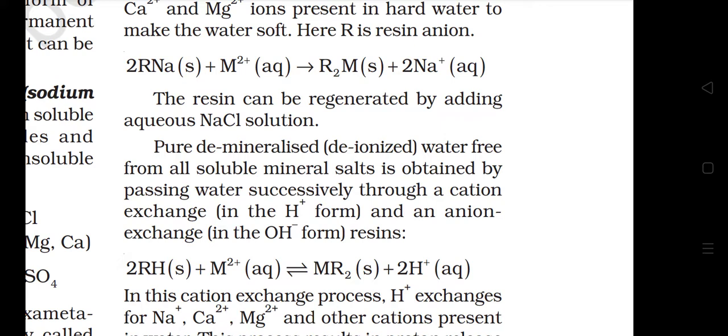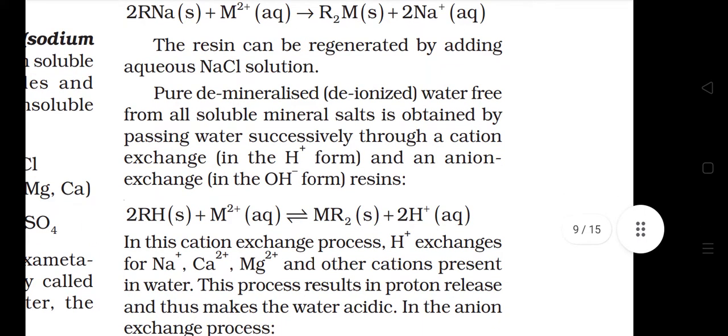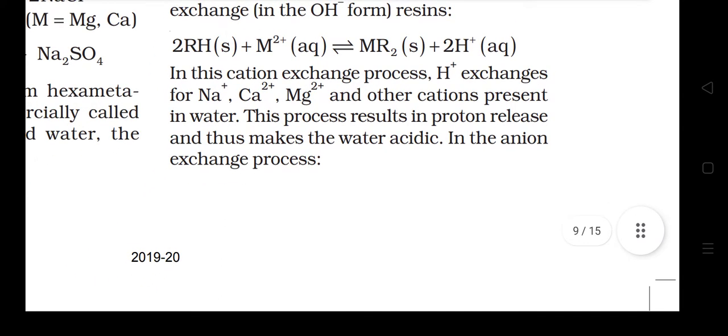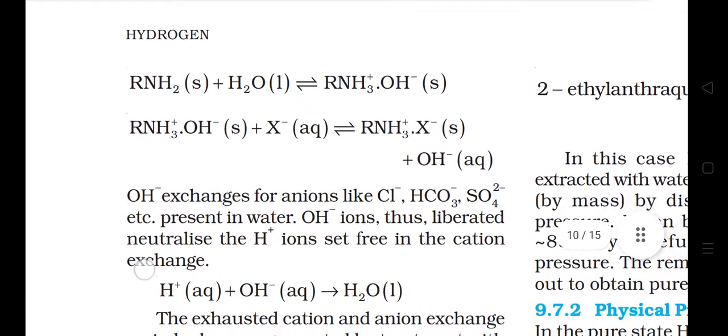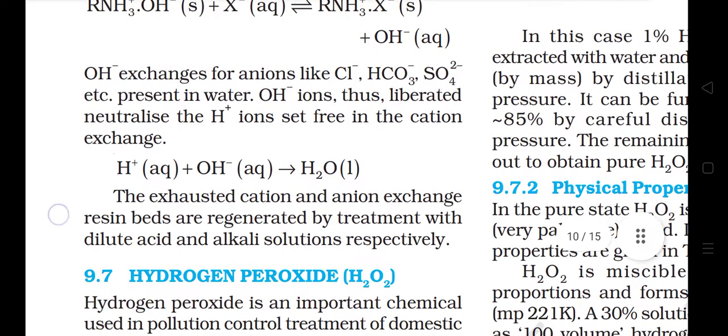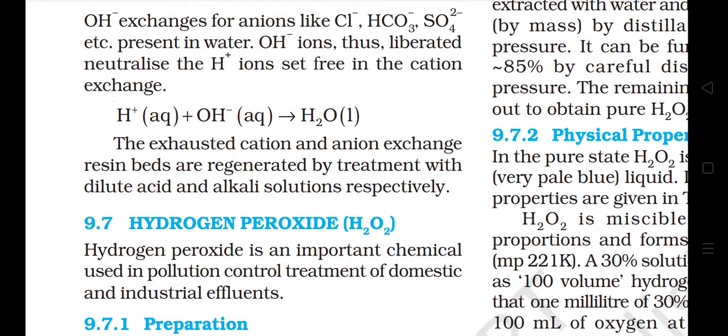Pure demineralized water free from all soluble mineral salts is obtained by passing water successively through a cation exchange and an anion exchange resin. In the cation exchange process, H+ exchanges for Na+, Ca2+, Mg2+ and other cations present in water. This process results in proton release and thus makes the water acidic. In the anion exchange process, OH− exchanges for anions like chloride, bicarbonate, sulfate, etc. present in water. OH− ions thus liberated neutralize the H+ ions set free in the cation exchange. The exhausted cation and anion exchange resin beds are regenerated by treatment with dilute acid and alkali solutions respectively.